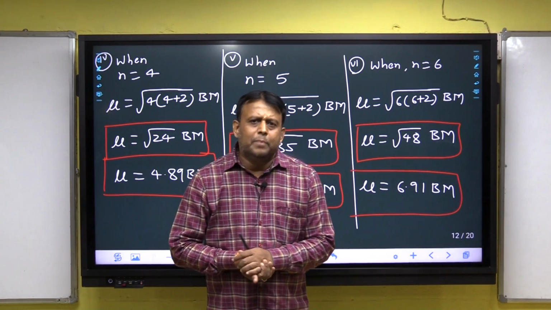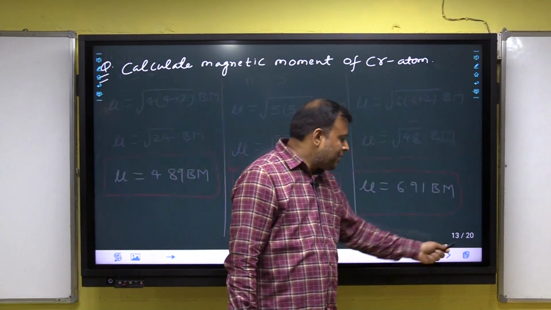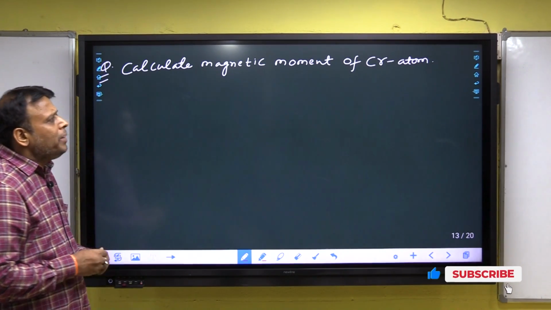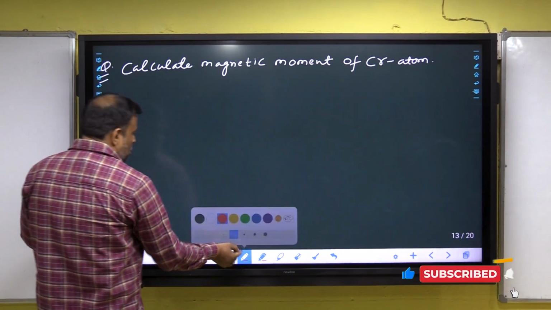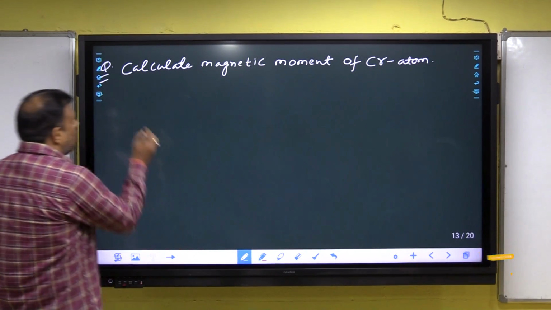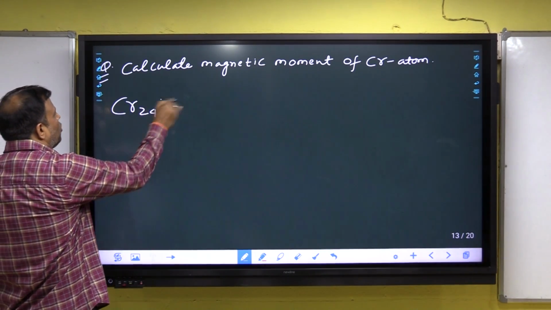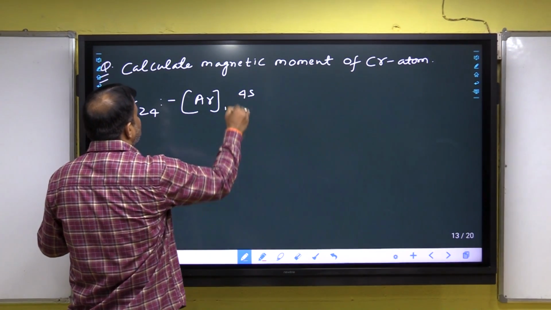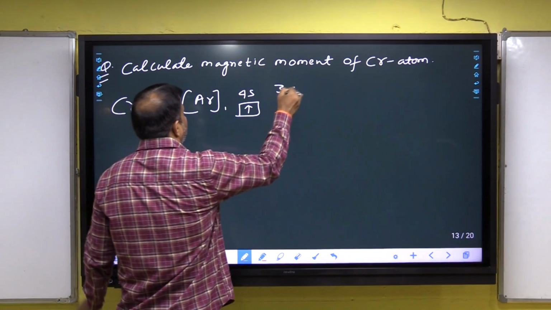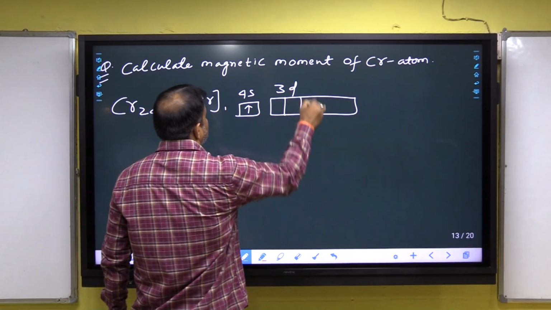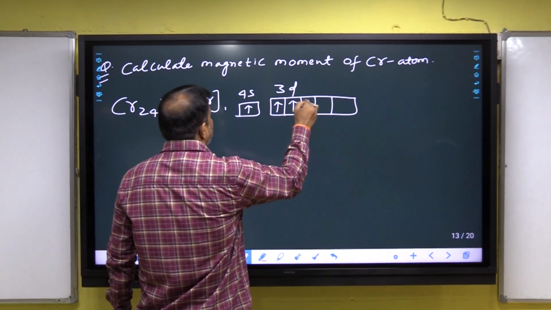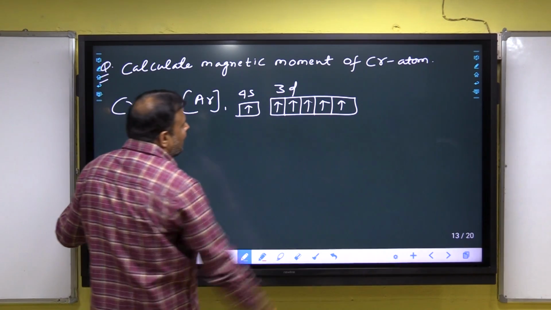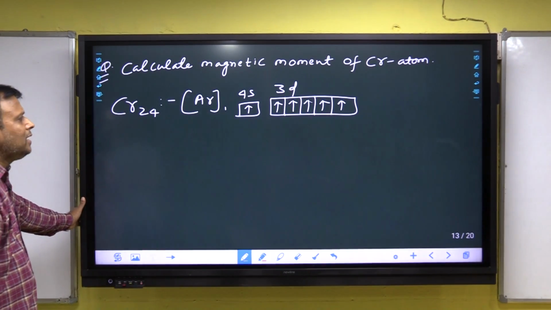Clear? Now, some questions based on calculation of magnetic moment. Calculate the magnetic moment of chromium atom. Look at the board. We know that the atomic number of chromium is 24, and its electronic configuration is argon 4s1 3d5. Look at the board, the number of unpaired electrons is 6.